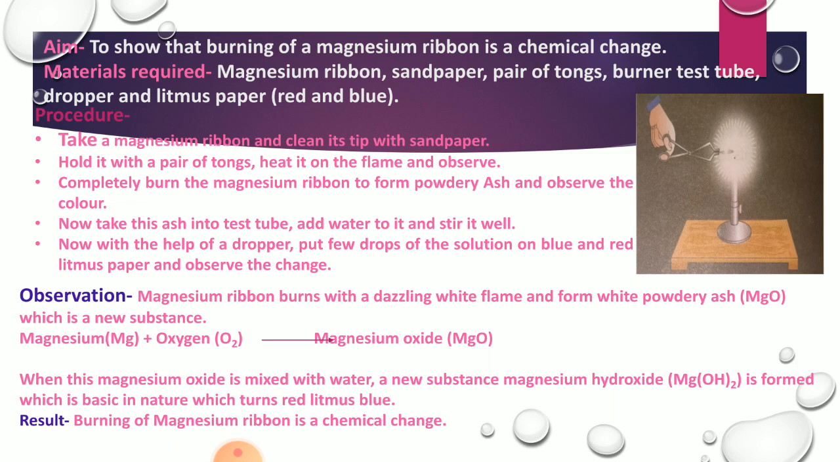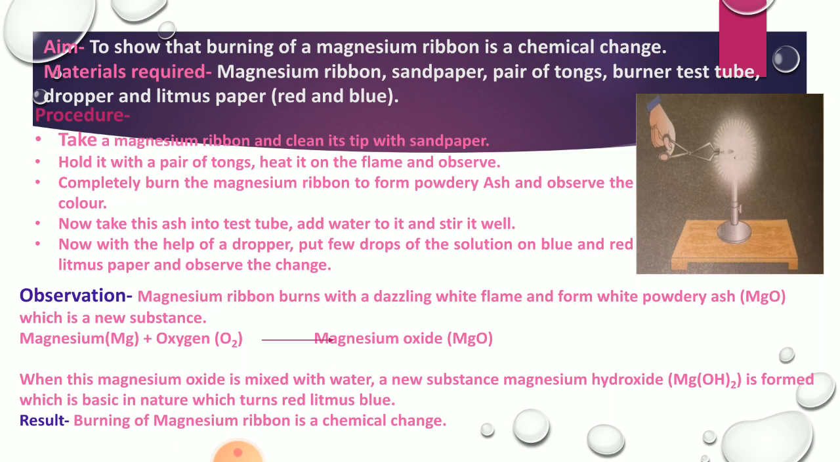After that, we take that ash, the MgO, magnesium oxide, into a test tube and then we add water. When we stir it, magnesium oxide reacts with water, H2O, and forms magnesium hydroxide, meaning one solution will form, and that solution will be of magnesium hydroxide, that is Mg(OH)2.